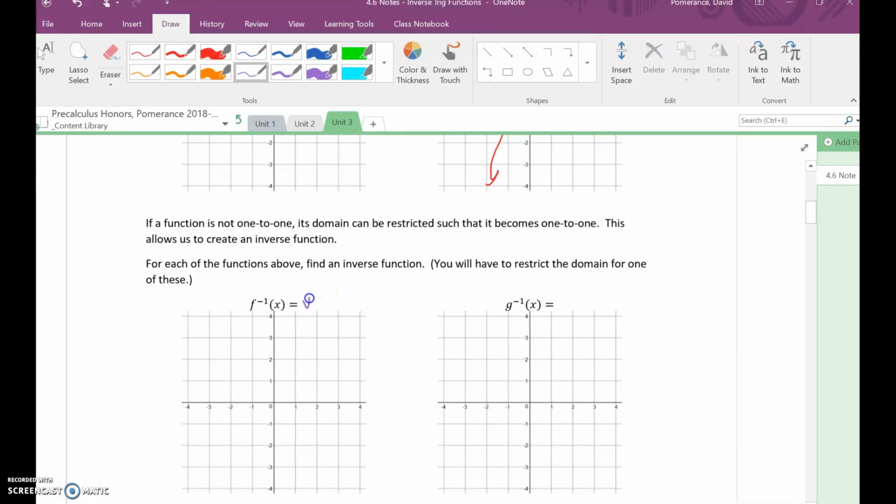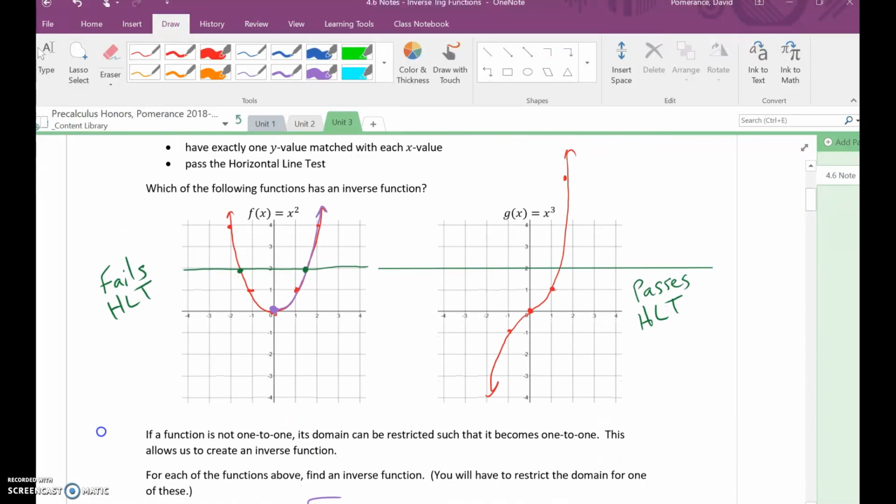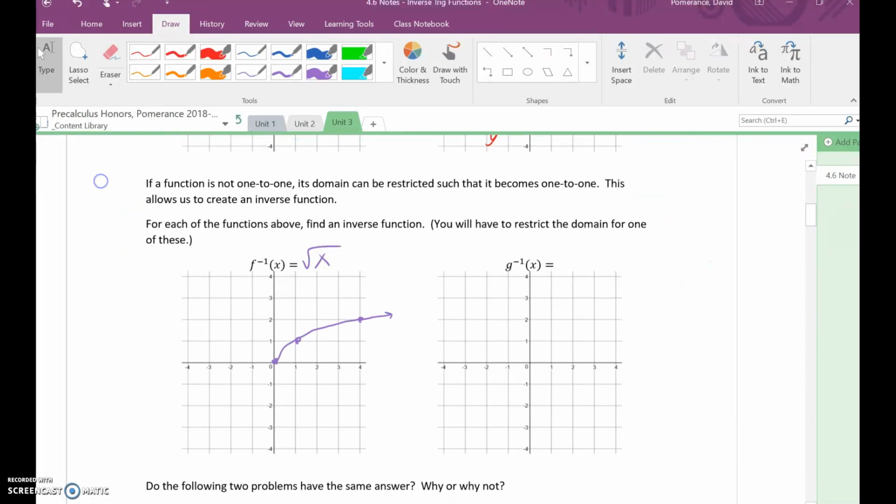And we all know that that inverse function is the square root of x, and you just take all of the x values and swap them with all of the y values, and you end up with a sideways half parabola. Why is it only half? Because we had to throw away the other half to make sure it passes the horizontal line test.